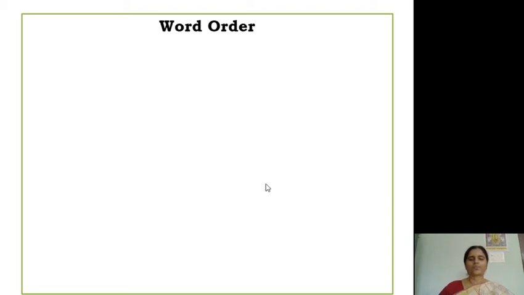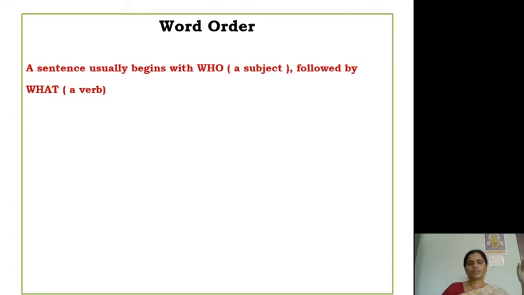Hello students, in this video I'm going to teach you the word order in English. When we construct a sentence, it's a combination of a group of words, and all these words have to be put in order to make it a complete, meaningful sentence. And usually a sentence begins with a subject and it is followed by a verb.